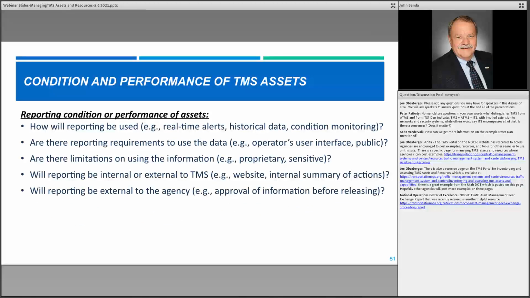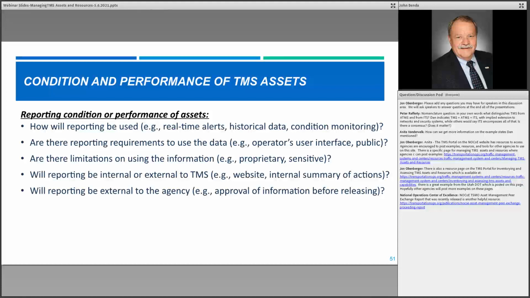So, reporting condition and performance of assets. How will the reporting be used? Will it be real-time alerts? Is it historical data? Is it condition monitoring? Is it information that's going out to the public? Is it information that's used totally internally? Are there reporting requirements to use the data? Is it an operator's interface, or is the data information going to the public?